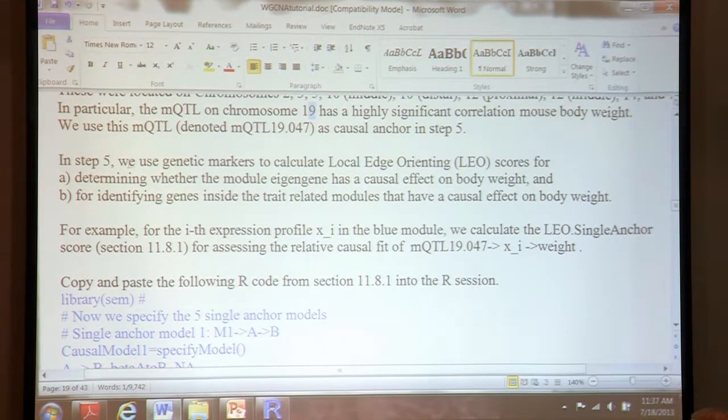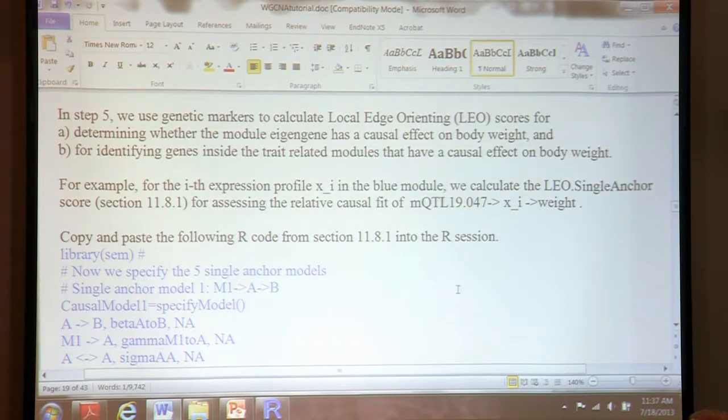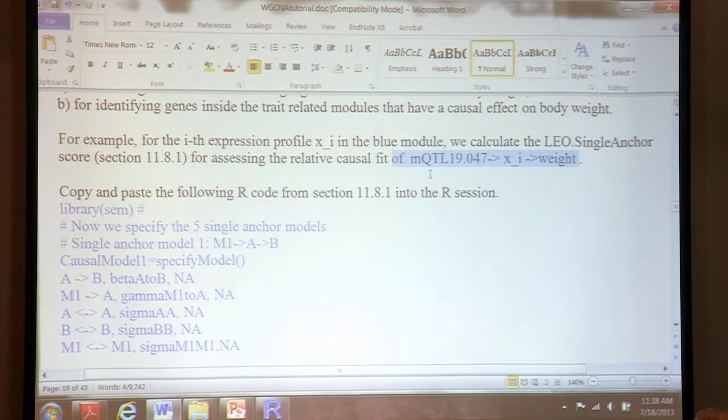So now in this final step, which goes towards finding key drivers of this module, we calculate these LEO scores. What do we evaluate? Notice there's this causal model that we evaluate. We have this one SNP on chromosome 19, and we ask for every gene inside the blue module whether it relates to mouse body weight in this causal fashion, right? The SNP affects the gene expression level, and the gene expression level then affects mouse body weight.